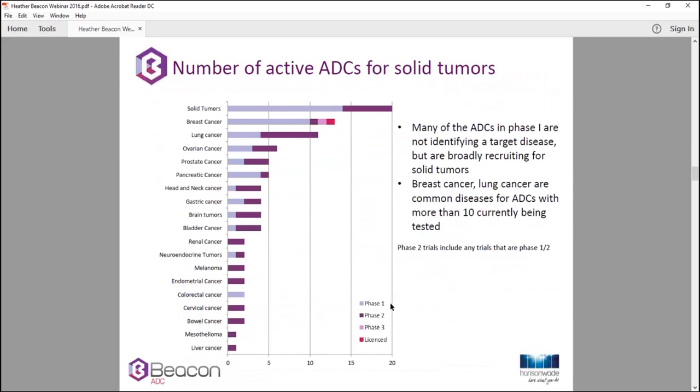So breaking down the solid tumours into the number of active ADCs for solid tumours, and breaking down into different diseases, you can see that the majority of the ADCs that we have here are targeting either breast cancer or lung cancer. There are very few drugs targeting at the lower end of the scale, mesothelioma and liver cancer, for example. And in the middle, we've got several active drugs for ovarian and prostate and pancreatic and a variety of other different solid tumours.